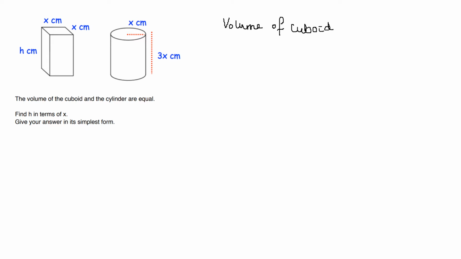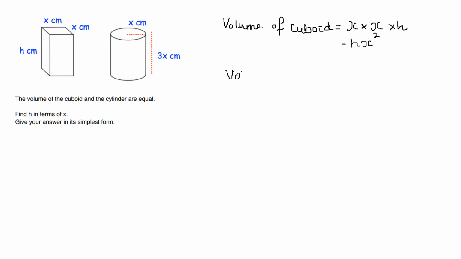So to find the volume of a cuboid, I multiply the length by the width by the height. So I'm going to multiply x by x by h, and that will give me h x squared.